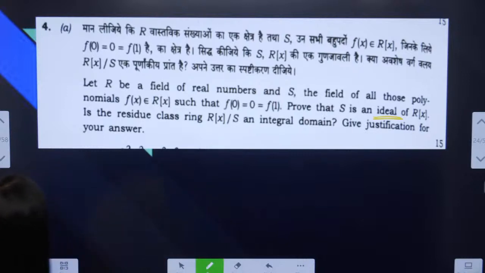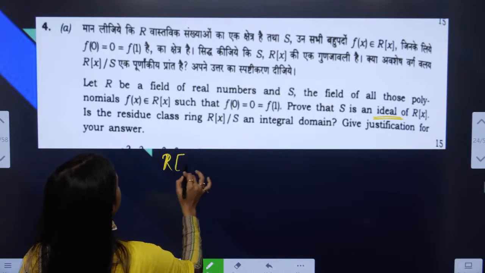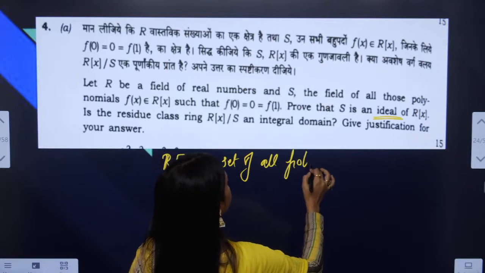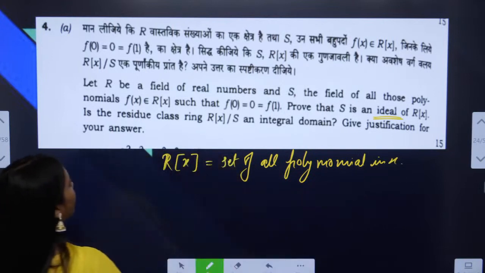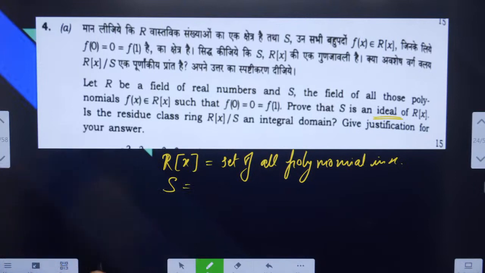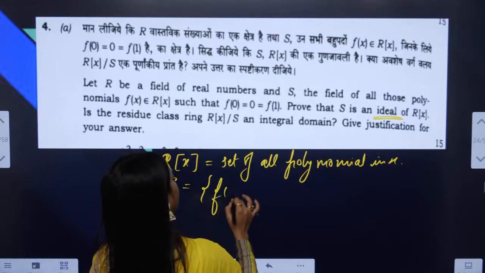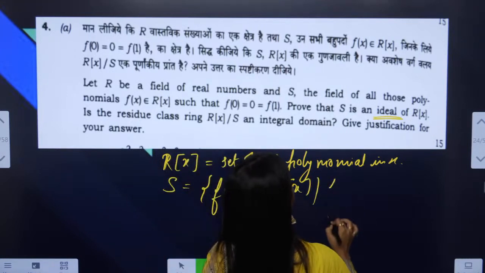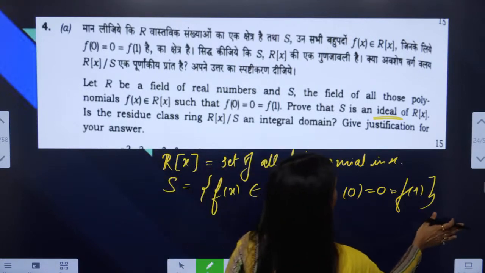Okay. So for the ideal part, first of all, what is your R[x]? R[x] is the set of all polynomials in x, right? And S is the set of all those polynomials such that f(0) is equal to 0 equals f(1). So f(x) belonging to R[x] such that f(0) = 0 = f(1).